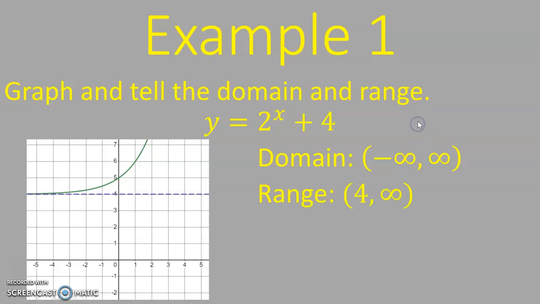Our range, meanwhile, is all of our y values. And you notice this graph will not go below the 4, and it also goes up forever. So we say 4 to infinity. But something subtle here: notice that the 4 gets a parenthesis. That's because you're never actually going to touch 4. 4 serves as the boundary, so you can get down to 4.1 or 4.01 or 4.001, but you'll never actually get to 4. That's why we have a parenthesis there.